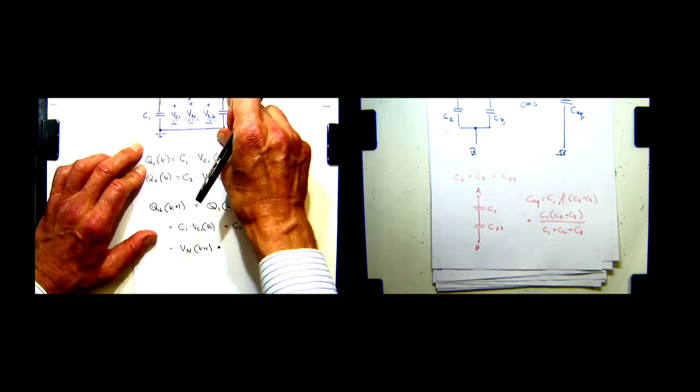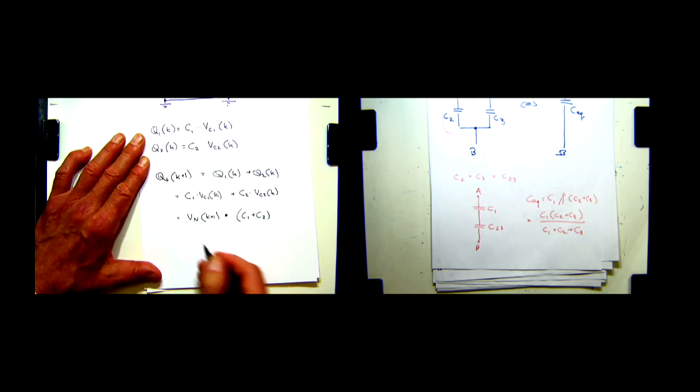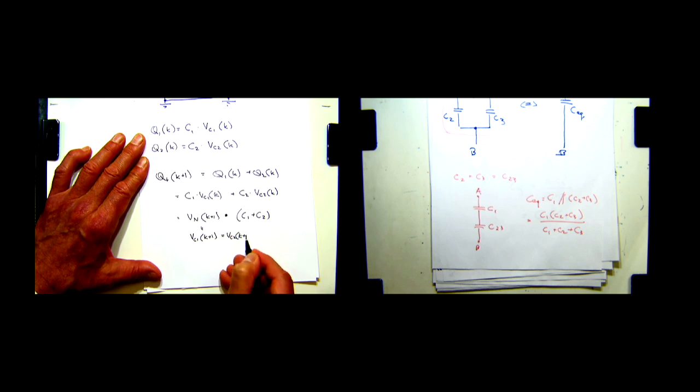And that is also going to be equal to the voltage VN of K plus 1, which is also equal to the new VC1 of K plus 1, times the capacitance at that node. What is the capacitance there? Well, the total capacitance now, they're both in, it's going to be equal to C1 plus C2. Okay? And so this is also equal to VC1 of K plus 1, and this is equal to VC2 of K plus 1, and that's not equal to VC1 of K, except in some pathological cases.